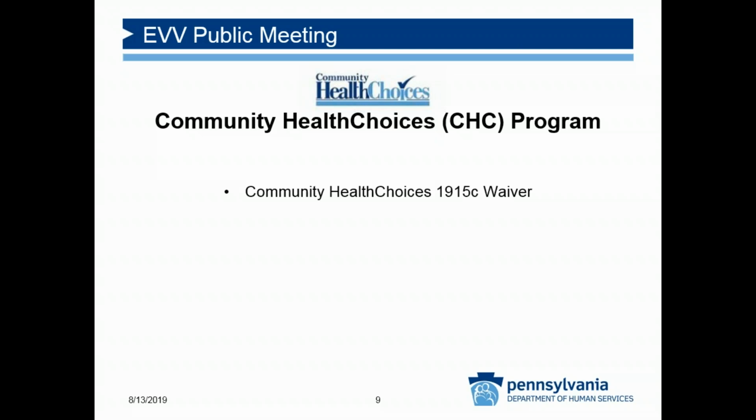So we presented information on fee-for-service providers. So now we're going to go through the CHC providers. So under Community Health Choices program, we have the Community Health Choices 1915C waiver. This is one of the programs where we have the personal care services. And again, that includes agency and participant-directed services.